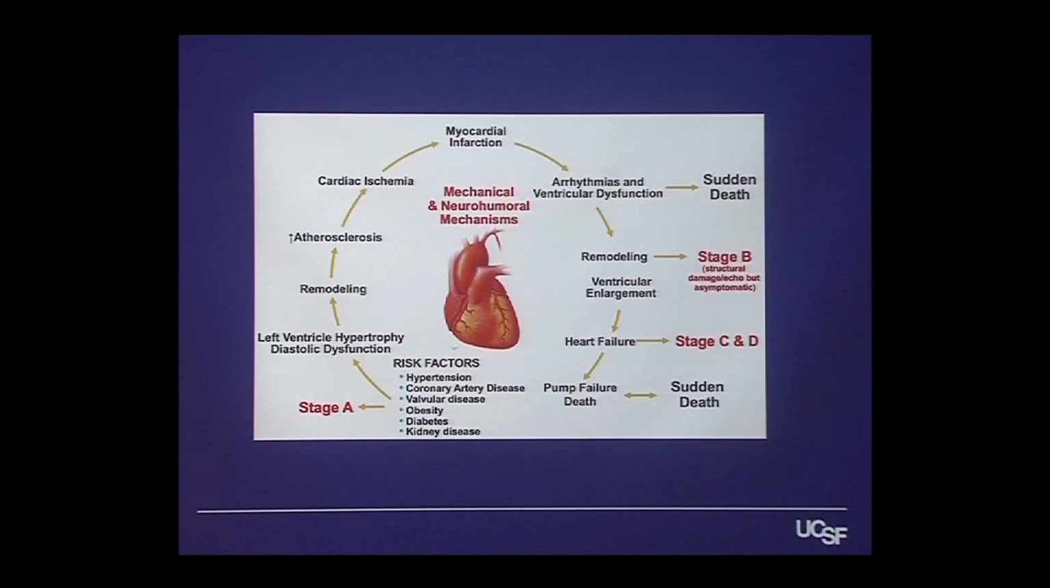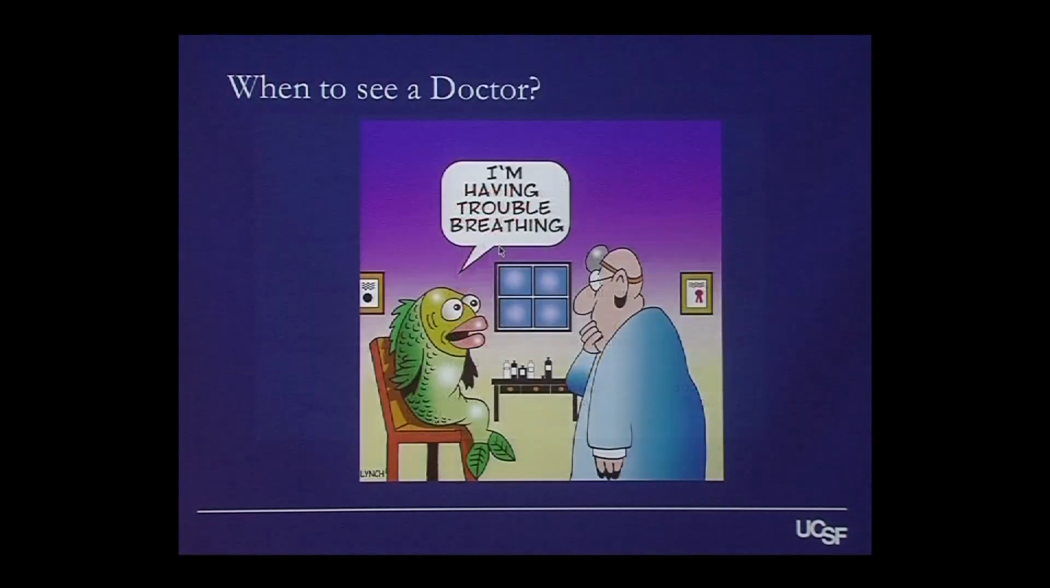So with the staging system A through D, you can't go back and forth. So basically what we're trying to do at stage A is really emphasize the reduction of high blood pressure, controlling blood pressure, diabetes, etc. This can hopefully slow this progression basically or halt it.